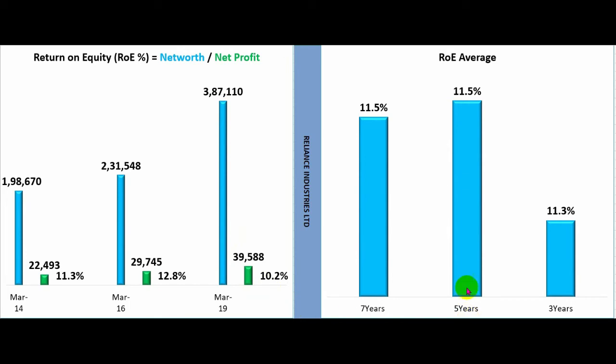Let us look at the 5 years average. On an approximate basis, it was somewhere around 11.5%, and throughout the averages of 7, 5 and 3 years, we see it being somewhere around 11% itself. So in March 19, the ROE fell below its averages.